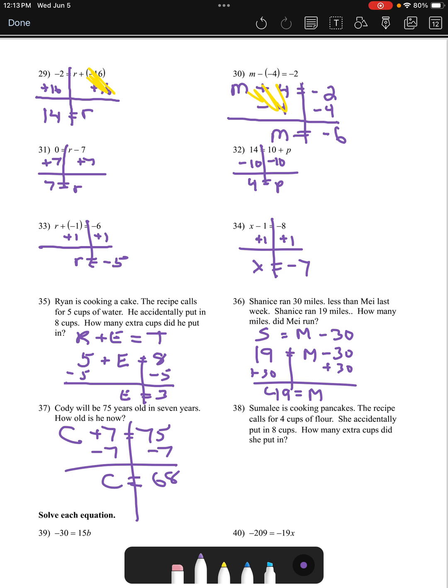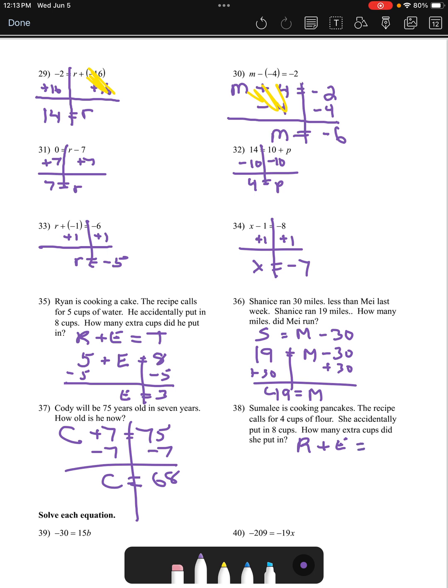And number 38, we're back to cooking. Sumali is cooking pancakes. The recipe calls for 4 cups of flour. She accidentally put in 8 cups. How many extra did she put in? So this is much like 35. If you'd like to pause the video and try to do this the same way I did 35, feel free.